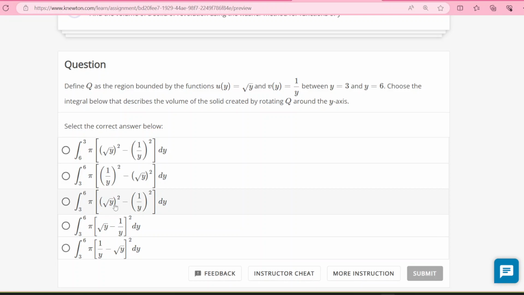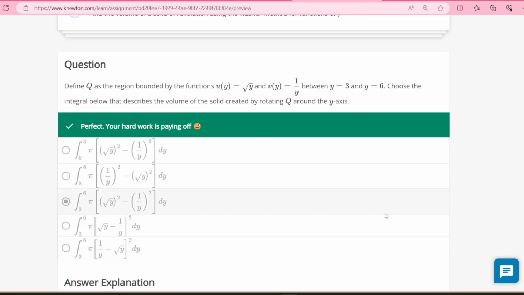So we have the square root of y squared for the outer radius squared minus 1 over y squared for the inner radius squared. You have times pi times dy, integral from 3 to 6. That is this third option here.